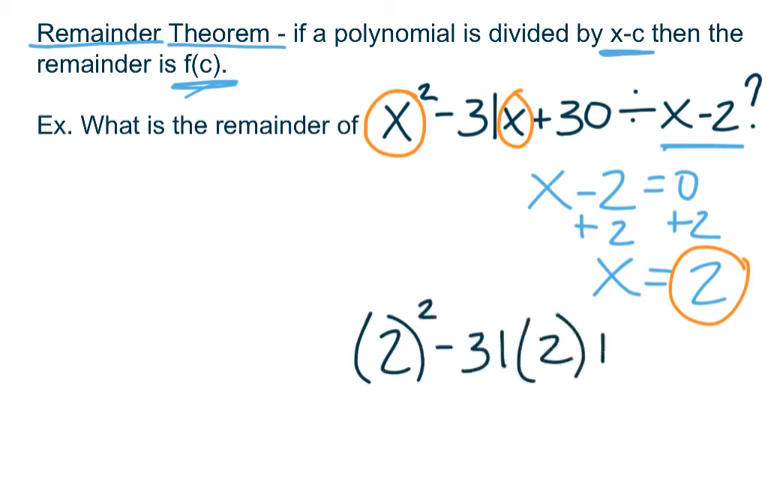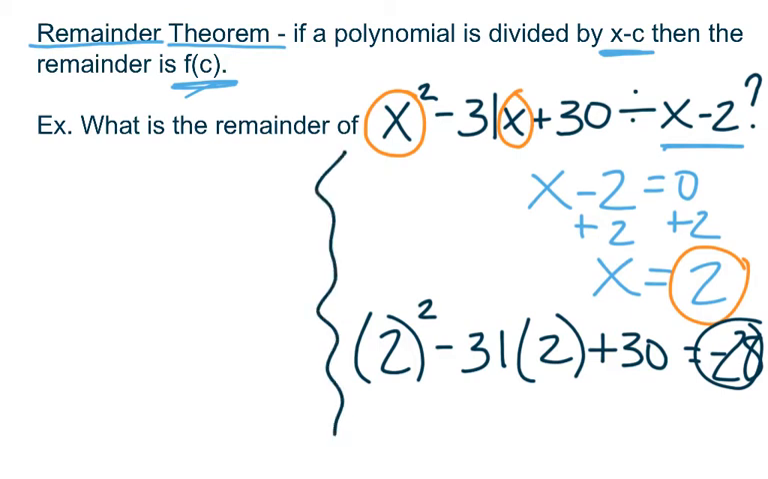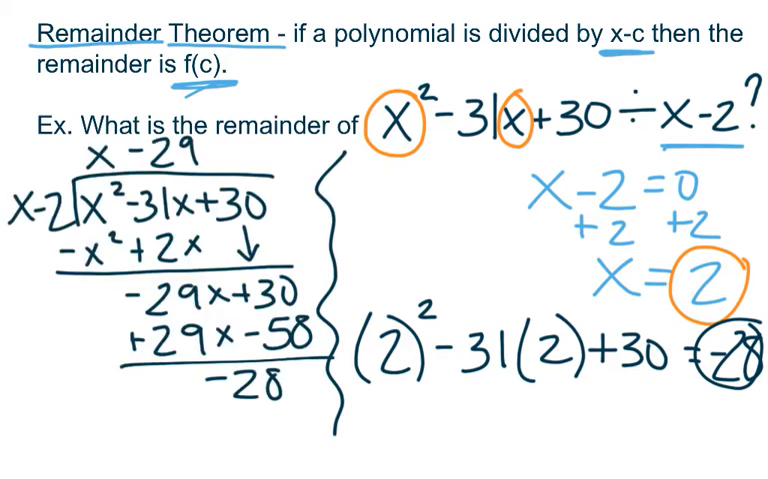Okay, and I'm just going to type that in my calculator, and I get negative 28. That means if I had divided this, I would have gotten negative 28. So I'm going to work it out over here just to show you that you actually get negative 28. If I had done this problem, my answer is x minus 29. My remainder is negative 28. So either way you do it, you can find the remainder really quickly.